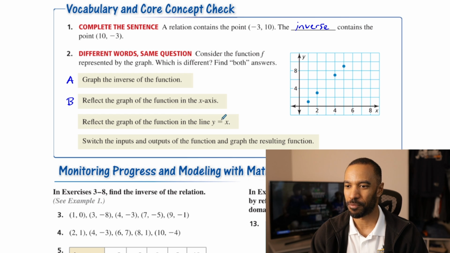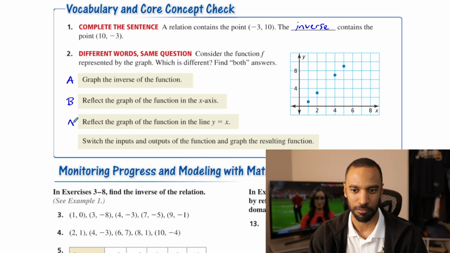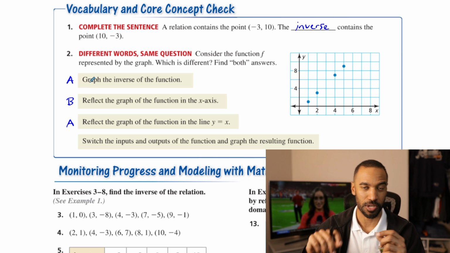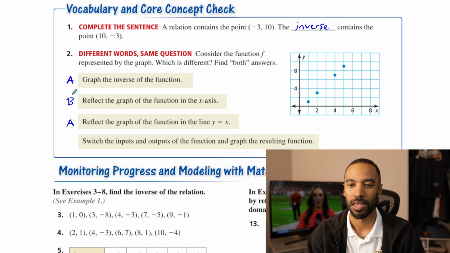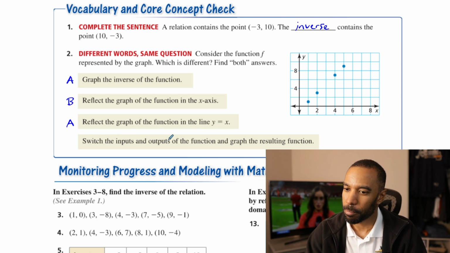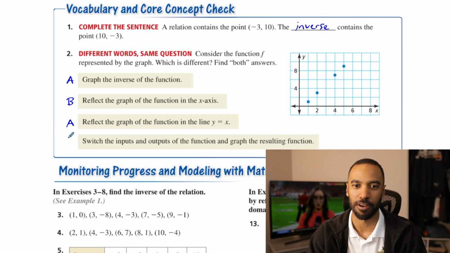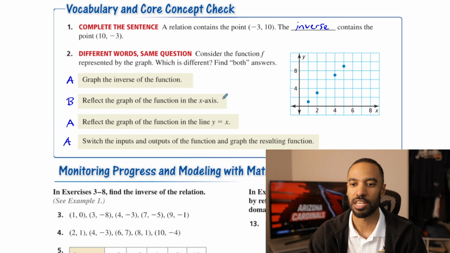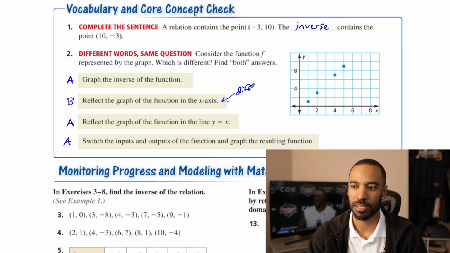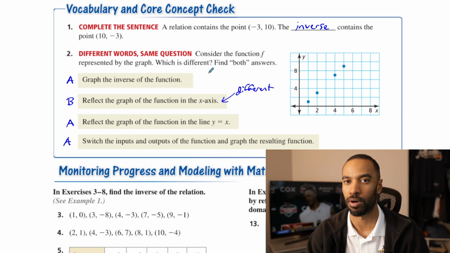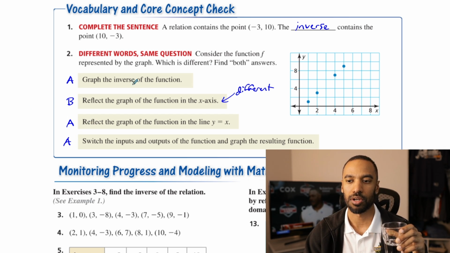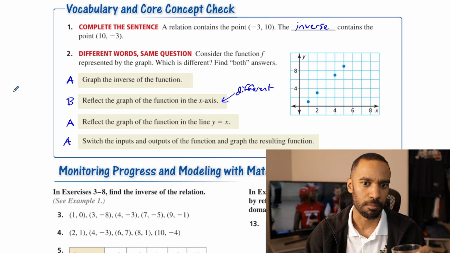Reflect the graph of the function in the line y equals x. That is the same as graphing the inverse. So I mentioned that on that one graph where you saw the dotted line going across. That's when you take an inverse, reflecting across this line. So that's the same. And then switch the inputs and outputs of the function and graph the resulting function. That is also finding an inverse. So the different one is B. And reflecting across the x-axis is just changing the y values to negative values or making them opposite signs from what they were. That's not what taking an inverse means, at least when it comes to functions. So those are the same. It's different. They don't ask us to explain, but I'm telling you right there.